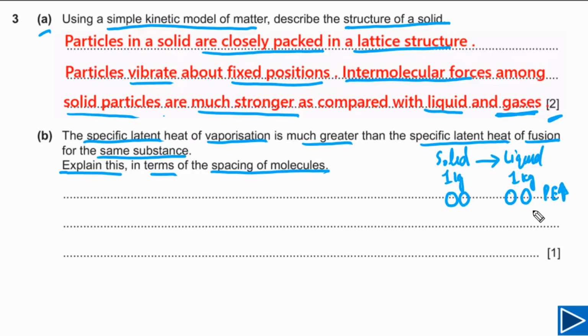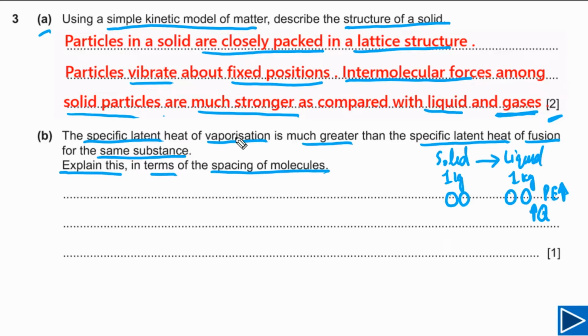And to increase the potential energy of the molecules, the amount of heat we supply is equal to the increase in potential energy of the molecules, because in this case temperature does not change. So it means in this case the Q we need to supply has to be small. So that's the reason specific latent heat of fusion is very small.